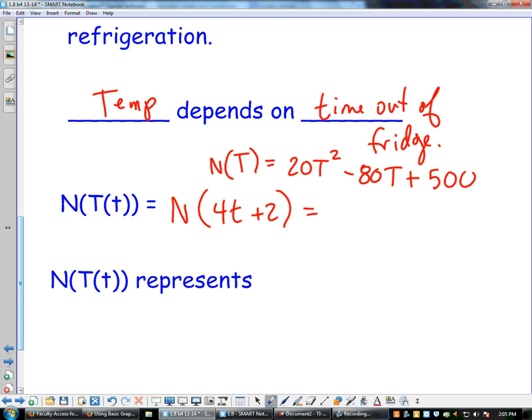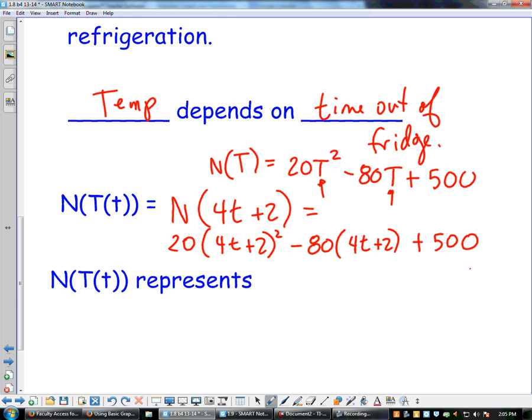Right? So, are you focused? All right, and so we would plug in 4t plus 2 here and here. Everybody with me? So we would get 20 times 4t, no, not a capital T, 20 times (4t plus 2) quantity squared minus 80 times (4t plus 2) plus 500. Everybody get the idea?